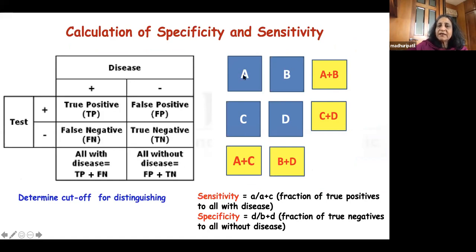So we can divide it into A, B, C, and D. And then how do we test the sensitivity? That is A divided by A plus C, and that is the fraction of true positives to all diseases. And the specificity is D by B plus D, and that is the fraction of true negatives to all those without the disease.